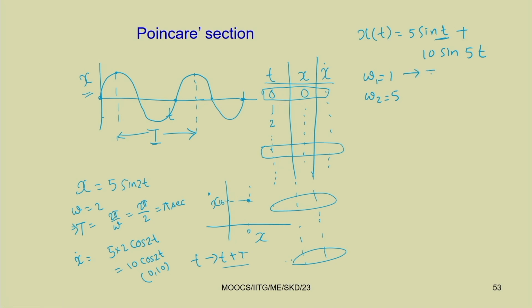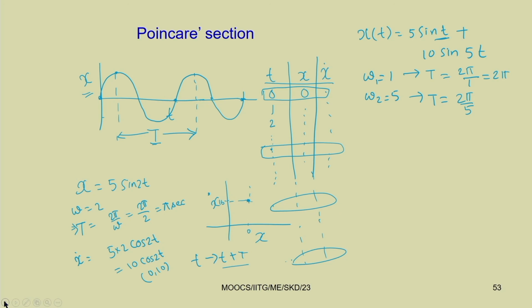This gives the time period T equal to 2 pi by omega. In the first case it is 2 pi by 1, which equals 2 pi. In the second case it becomes 2 pi by 5. So you have two time periods: one is 2 pi and the other is 2 pi by 5.